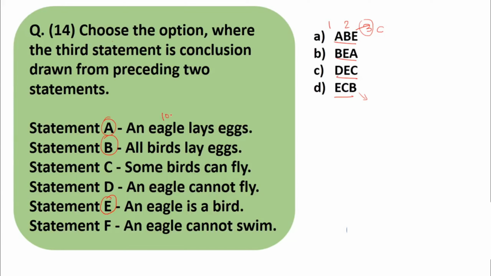So all means 100, 50. Okay, all birds lay eggs, 100, 50. Here an eagle is a bird, all eagles are birds. All means 100, 50. Eagle, so the conclusion is E. So eagle and bird, right? Here it is eagle, here it is bird. What is common? Eggs and eggs. Is there any 100? No. A is not possible.